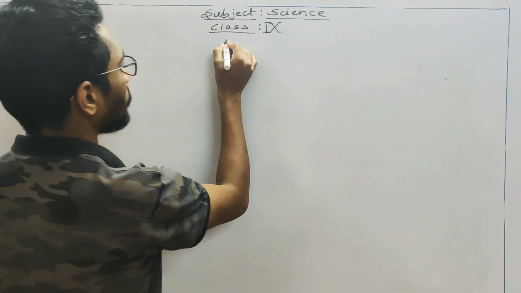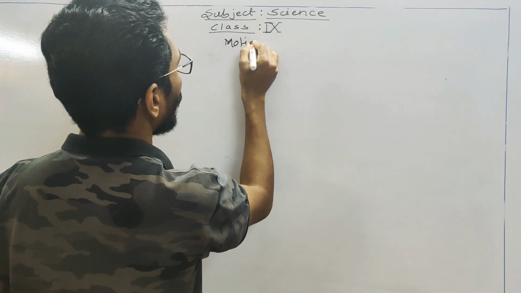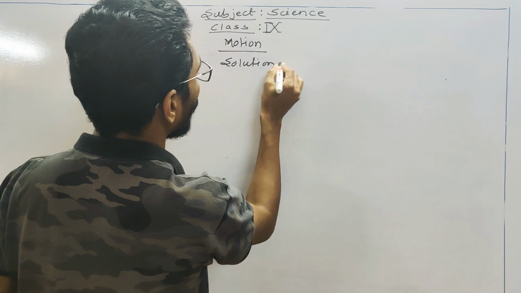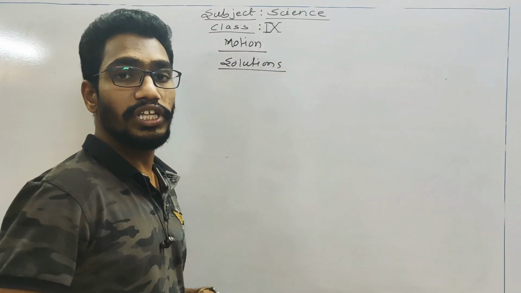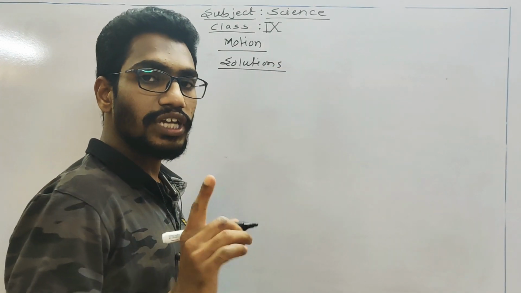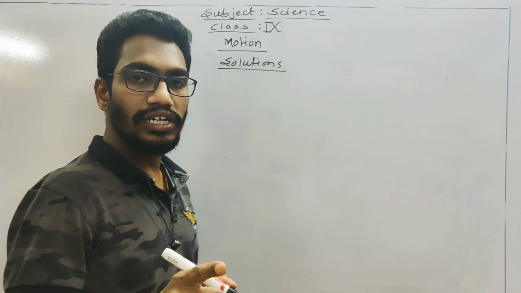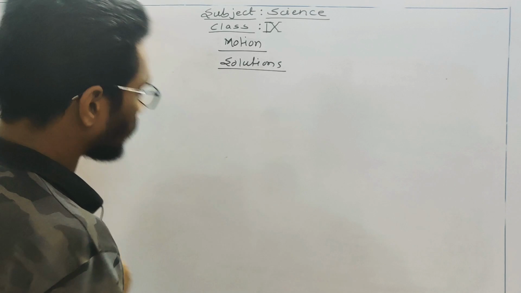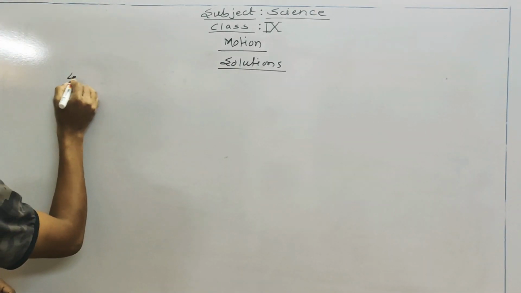So here I am going to share the solutions of that particular question based on the chapter motion. So, chapter motion and solutions of the questions given in the test. First I am going to take the numerical given in the test. Question number 4 will be the numerical.